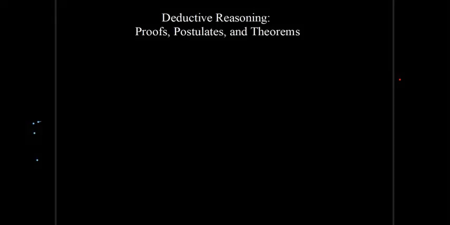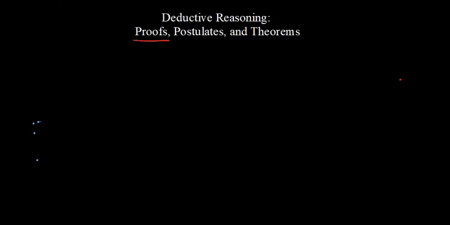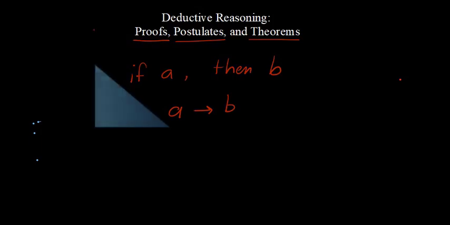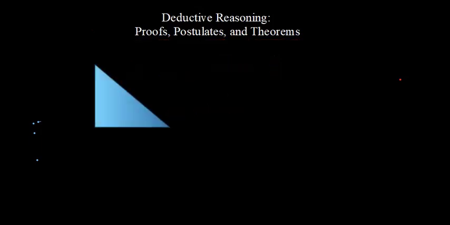In this geometry video, we're going to continue with deductive reasoning, focusing on proofs, postulates, and theorems. In our last video, we talked about conditional statements, if A, then B, often written A, arrow, B, just to shorten things up. In geometry, you'll usually be given some information about a space or object or shapes, and asked to prove something about them. For example, you might be given a triangle and asked to prove something about it.